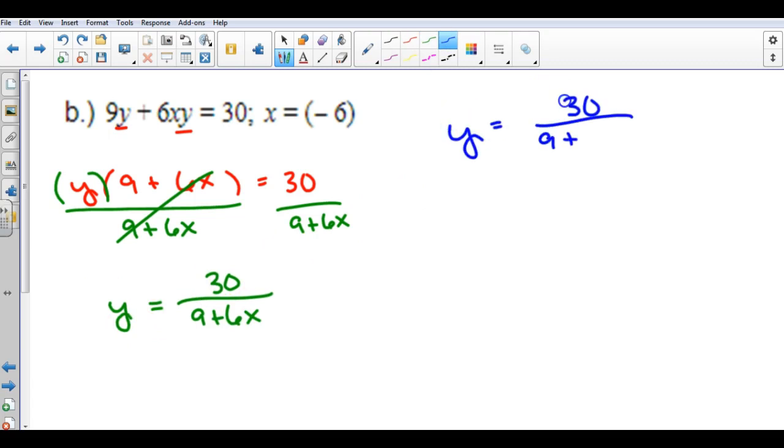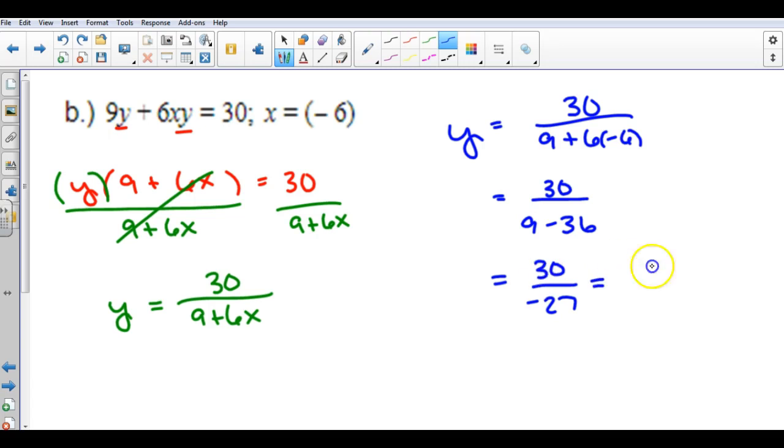So I end up with 9 plus 6 times negative 6, and that gives me 30 over 9, and then that's minus 36. And that's going to give me 30 over, and then 9 minus 36 is negative 27. And then I can simplify this fraction. So that ends up being, if I divide both of these by 3, 30 divided by 3 is 10. 27 divided by 3 is 9, and then I'm going to stick the negative sign on the outside. So that's what the y value becomes.